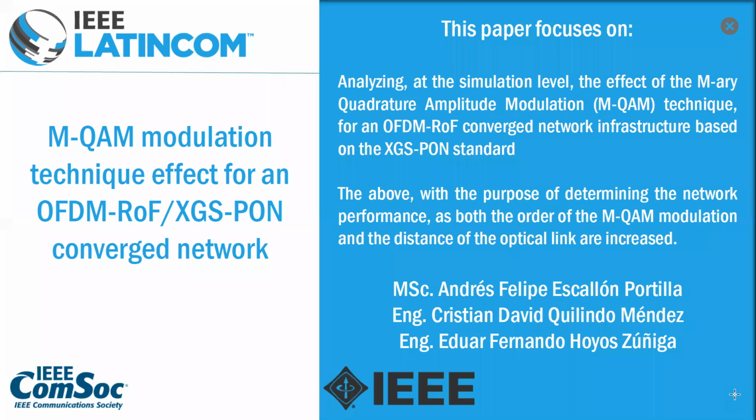This paper focuses on analyzing, at the simulation level, the effect of the M-ary quadrature amplitude modulation technique for an orthogonal frequency division multiplexing radio over fiber converged network infrastructure based on the XGS-PON standard. The purpose is to determine the network performance as both the order of the M-QAM modulation and the distance of the optical link are increased.